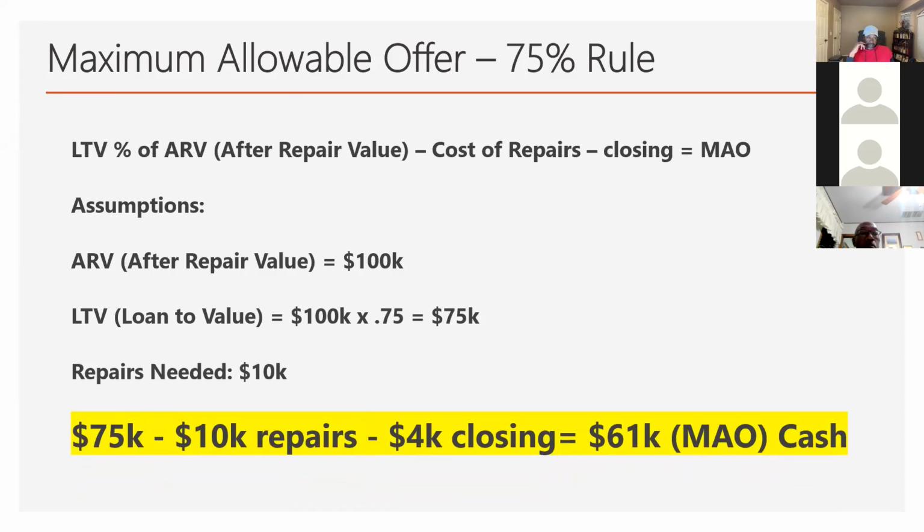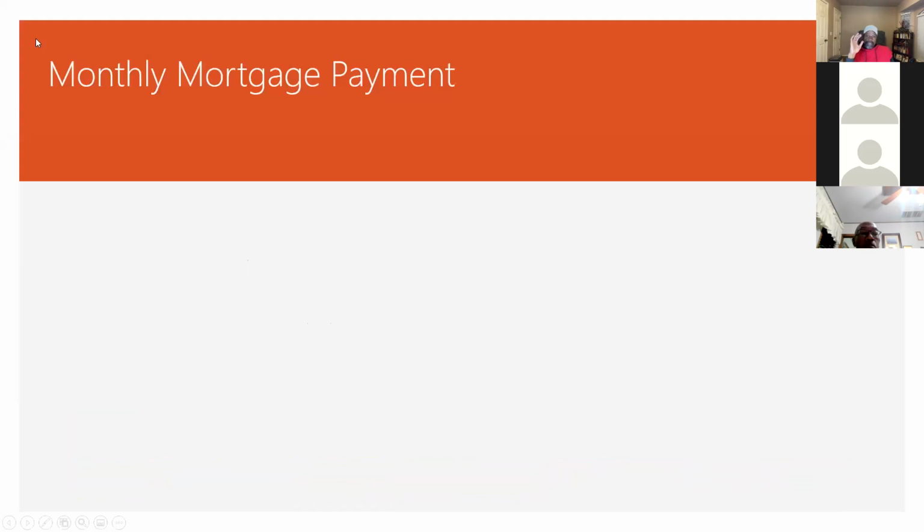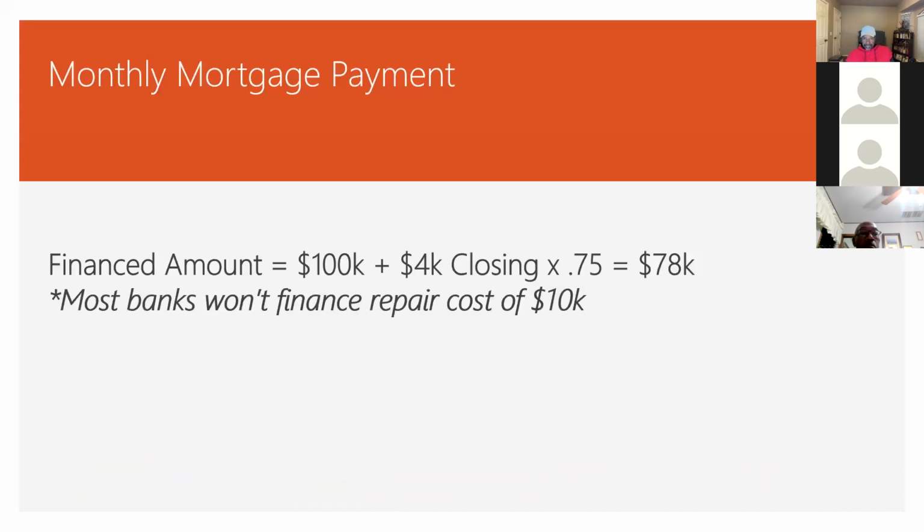Pretty simple math right there. We'll give you another chance to ask questions here in a minute, but I want to make sure you got that. So now we need to figure the monthly mortgage payment. Again, we're going to use our 75%, and we're going to say the bank is going to finance the $4,000 in closing. Banks will normally let you throw that in. Some people like to pay it outside. I like to throw it in. So it'll be $104,000 times the 75%. That's what the bank's going to loan us, $78,000.